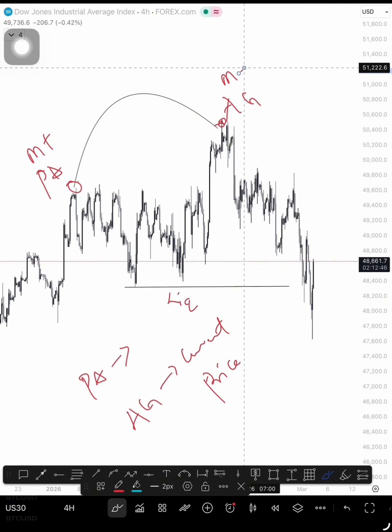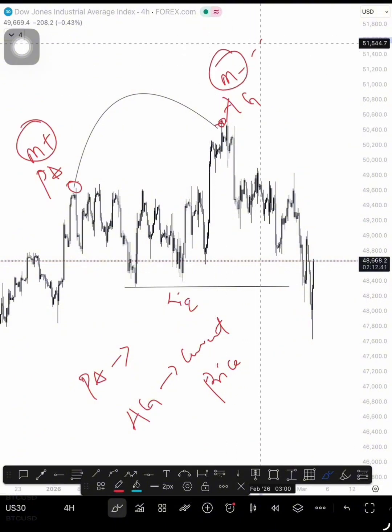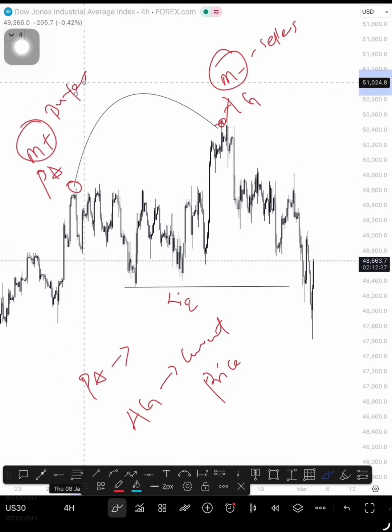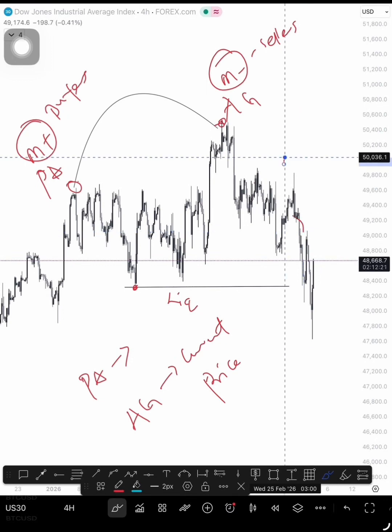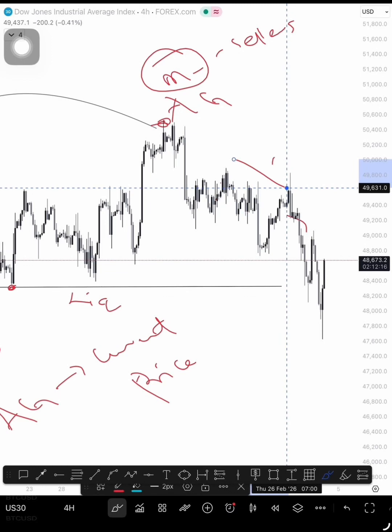So M plus signifies monthly buyers, M minus signifies monthly sellers. This signifies monthly buyers and this signifies monthly sellers. Since they fully diverge, that already signaled to me that this low right here is liquidity. So all I needed to do was to wait for a market structure shift.